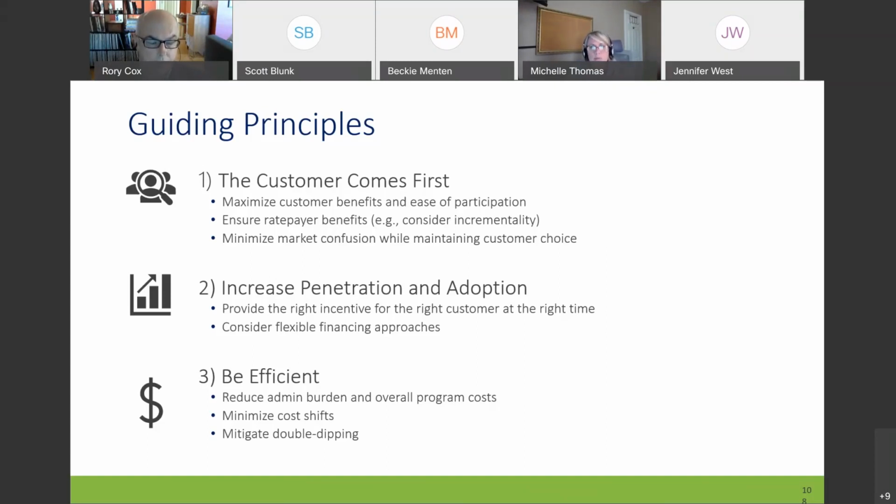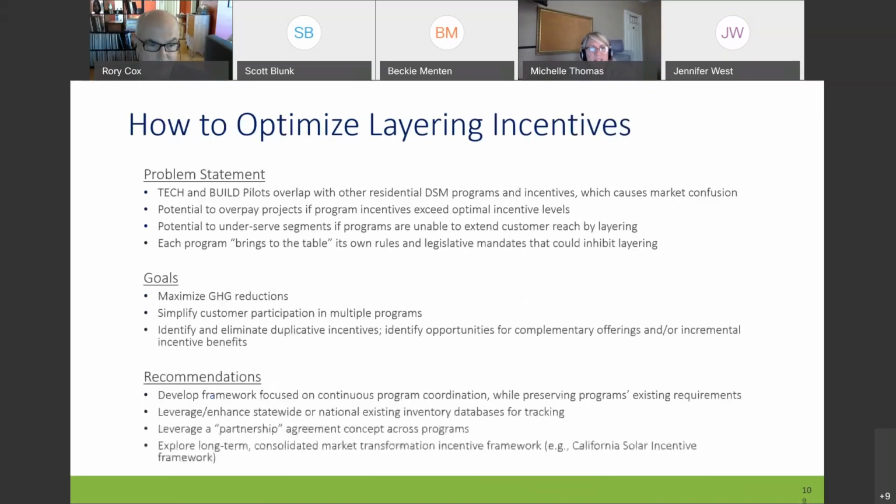I think financing options will be very important. And then, of course, being efficient, reducing admin burdens, minimizing cost shifts or cross-subsidization, sorry, and then mitigate double dipping, as I mentioned before. And then advance one slide, please. And then just how to optimize layering incentives. So these are some of the things that we tackled again as we developed our framework.